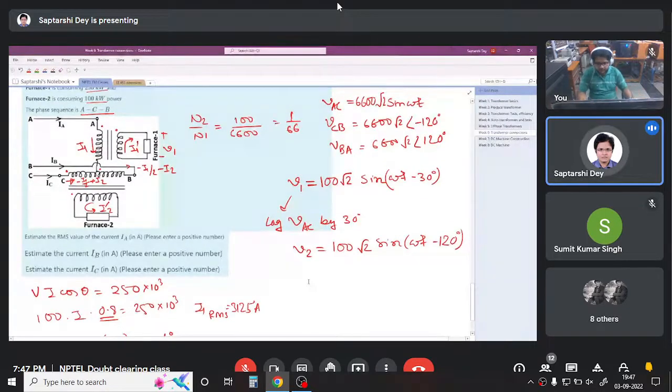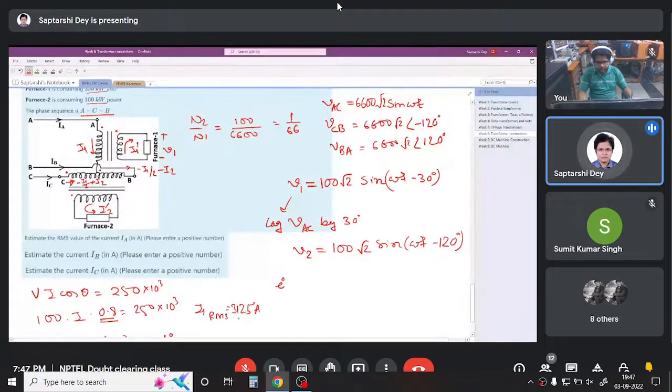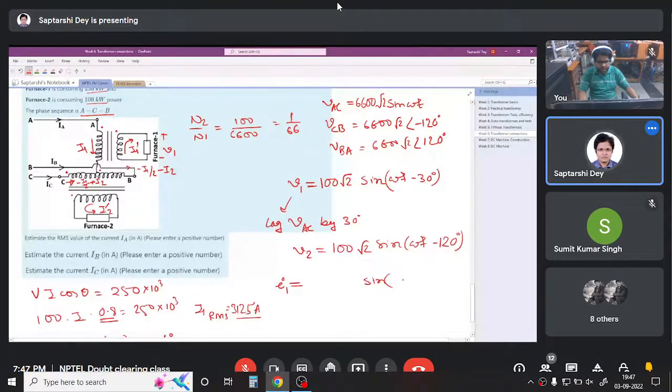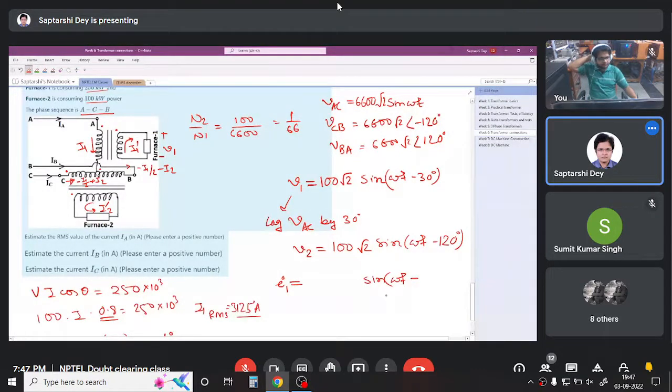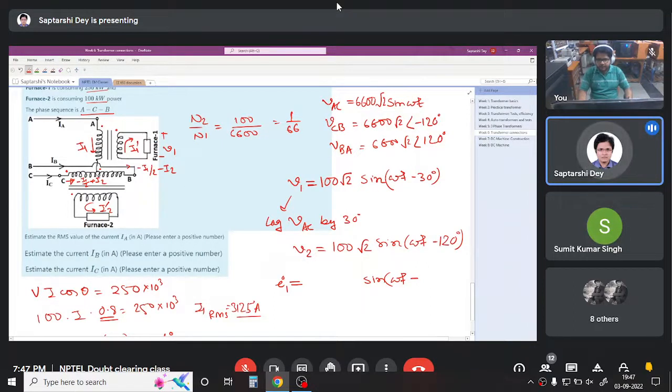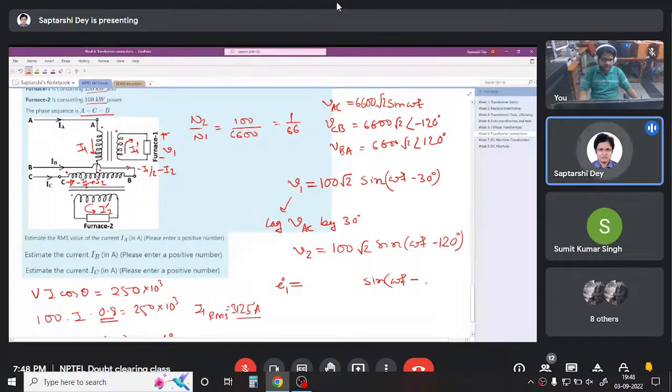So we have I1. Now can someone tell me what will be the equation of I1, the instantaneous value? RMS we know. Can you tell me the value of I1? Something into sine omega t minus something. Sir, it is lagging the voltage by 37 degrees. So we will write it minus 37 degrees. Lagging which voltage by 37 degrees? See, this is a load. So whatever voltage comes across it, it lags that voltage by 37 degrees. That is, it is lagging V1 by 37 degrees. So how much should I write here? Minus 67 degrees.